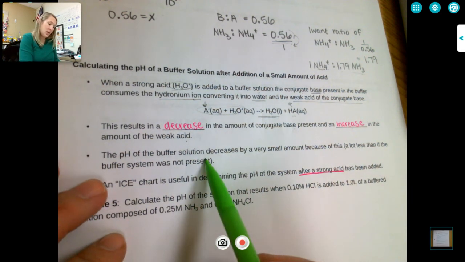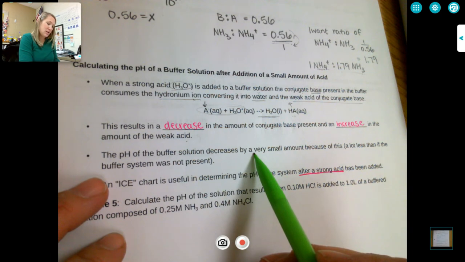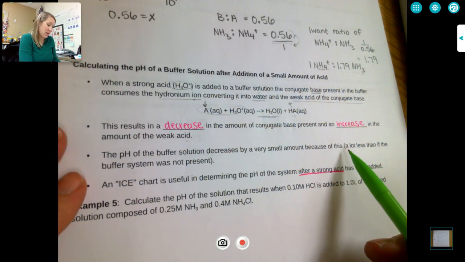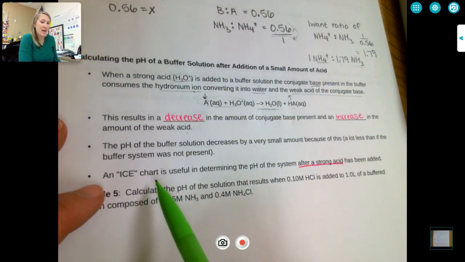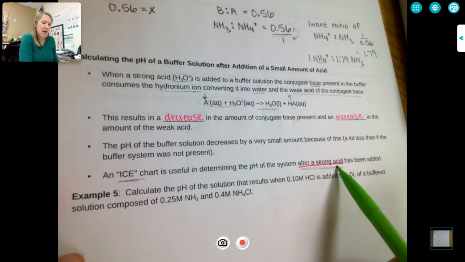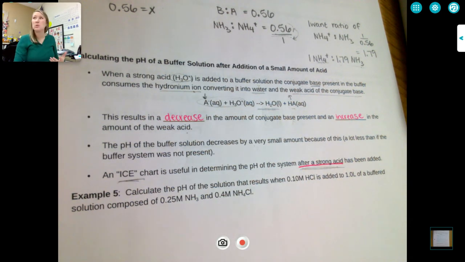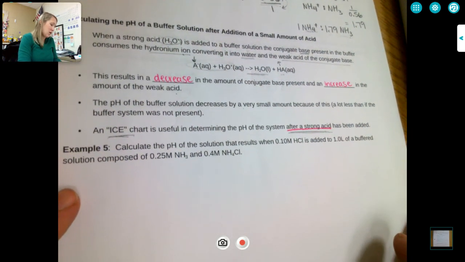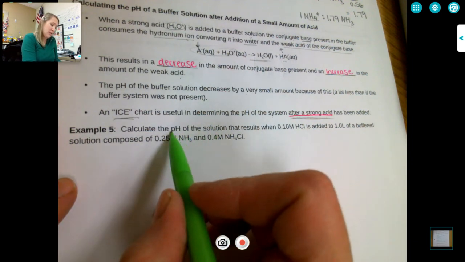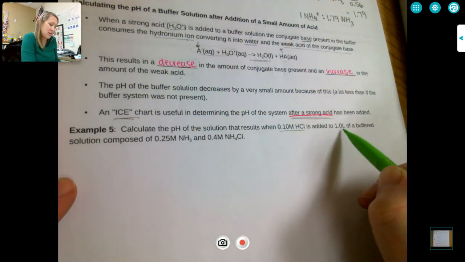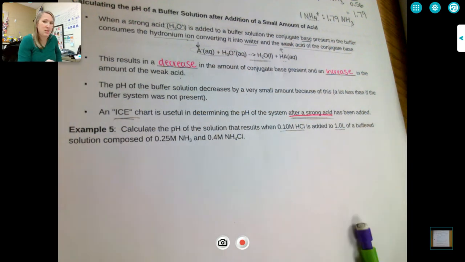The pH of the buffer solution decreases by a very small amount because of this, which is not surprising because it's a common ion solution. So it's going to not change as much as we originally think. Because we are now adding in more ions, we have to use an ice chart again to determine the pH of the system after the strong acid has been added. So we have a buffer solution and now we're doing something to it, so we have to look at our ice chart to see how that changes. Let's go through an example. I want to calculate the pH of the solution that results when 0.1 molar HCl is added to 1 liter of our buffered solution.